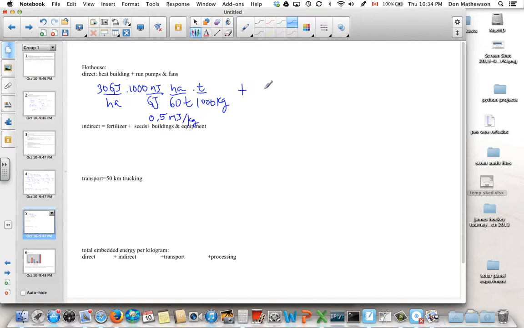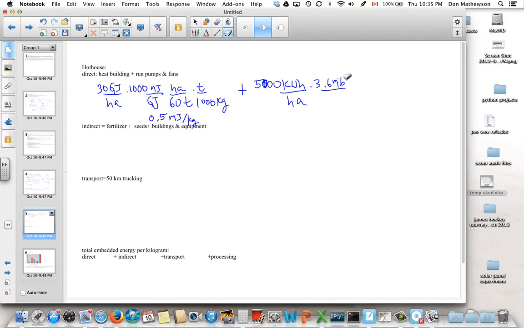And then we were told about 5,000 kilowatt hours for every hectare of greenhouse. So that's 5,000 kilowatt hours for every hectare of greenhouse. There's 3.6 megajoules.